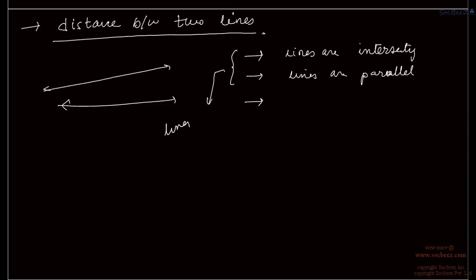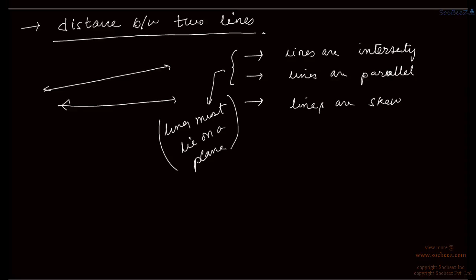So for cases 1 and 2, the lines must lie on a plane. Two intersecting lines or two parallel lines always define a plane, isn't it? But there is also a third case, such that lines do not intersect and they are not parallel. Those lines are called skew lines. So the third case is that lines are skew.